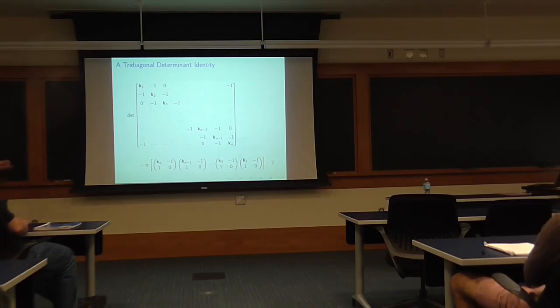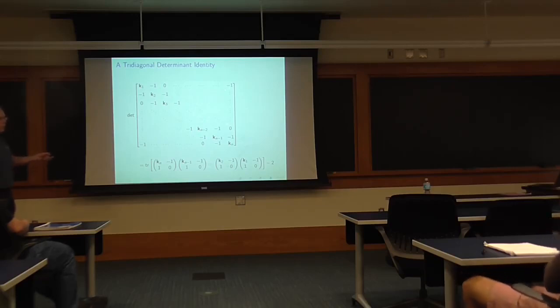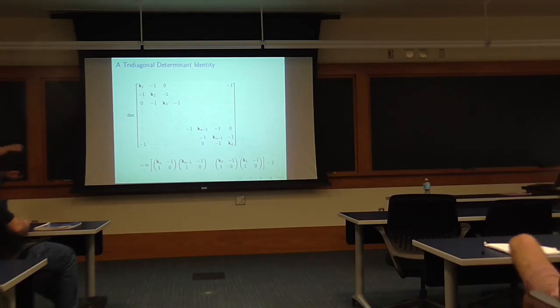Are the dots zero? Yes. All the dots are zero except for the corner. The corner, right, lower left. Kind of makes it a cyclic order.